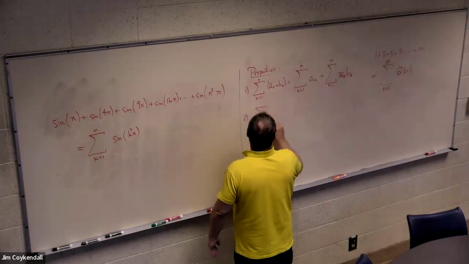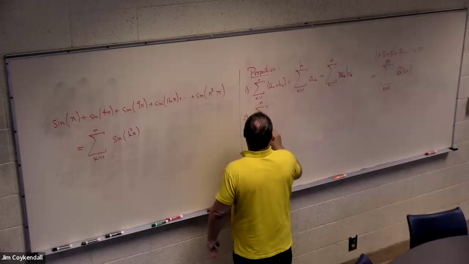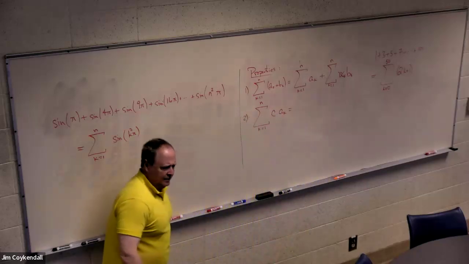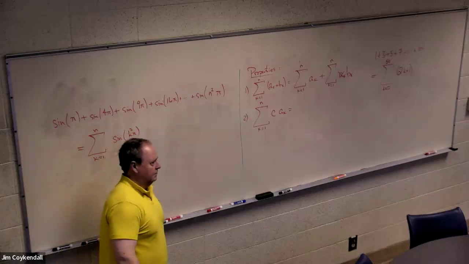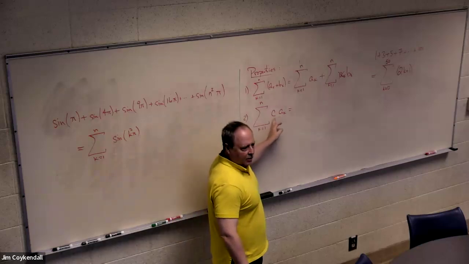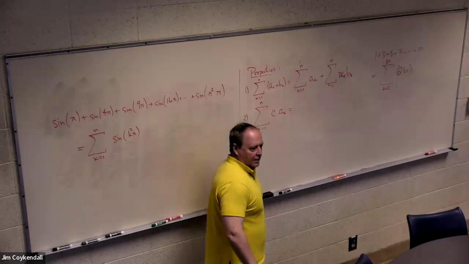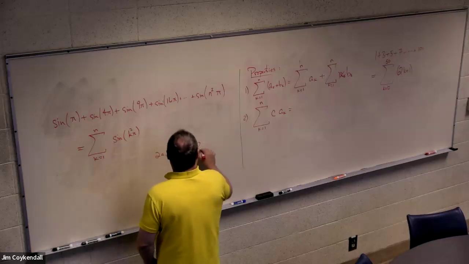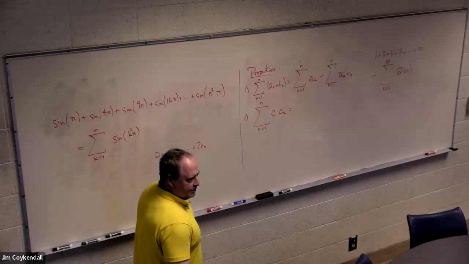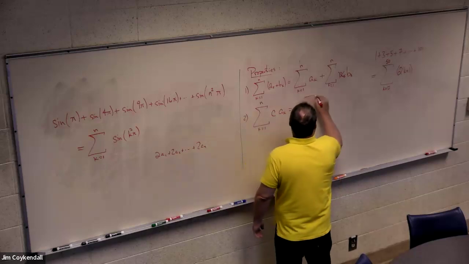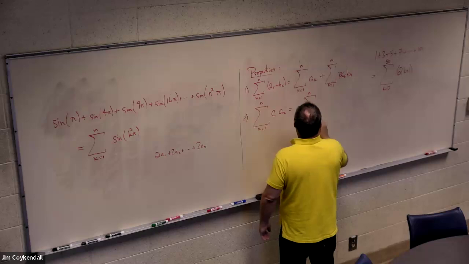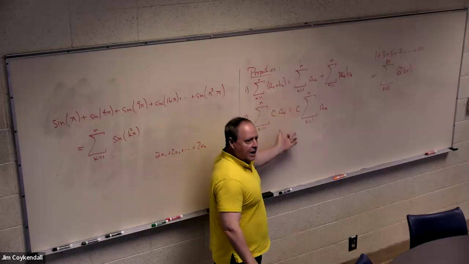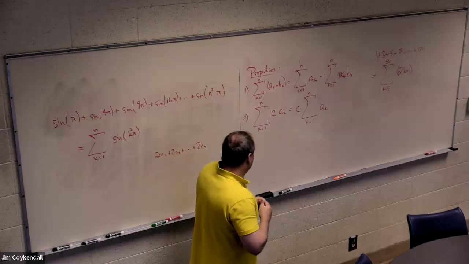Two. Anybody want to guess this? So I have a constant times a1, constant times a2, constant times a3, all the way up to constant times an. So if I have 2a1 plus 2a2 plus, what can I do with that 2? I can pull it out. So basically, this says you can write sums out separately. You can pull constants out. This isn't a surprise, I think.